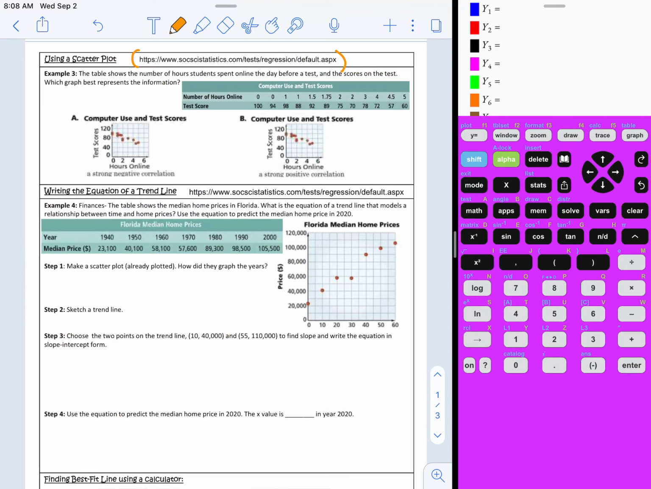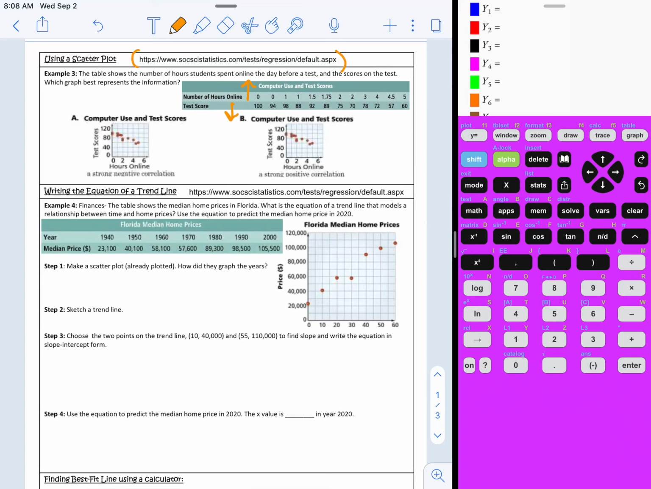But before we do that, example 3 shows how many hours a student is online the day before a test and their score on the test. Now, I guess we're supposed to assume that these hours online are not educational hours online. So we can see that the more time they're spending online, see how the numbers are going up, their test score is going down. They already plotted the dots for us, which are the data, the ordered pairs, which is really nice. So we can see that that's a negative correlation: as one goes up, one goes down.